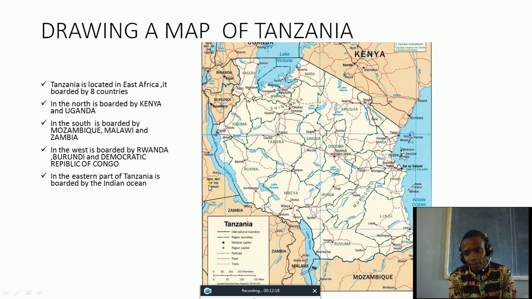Do you see there? Democratic Republic of Congo. Okay, anyone show me Rwanda? Yes, very nice. Yeah, Rwanda, then Burundi. Okay, very nice. Then Democratic Republic of Congo. So in the west it is bordered by Rwanda, Burundi, and the Democratic Republic of Congo. But in the eastern part, Tanzania is bordered by the Indian Ocean.